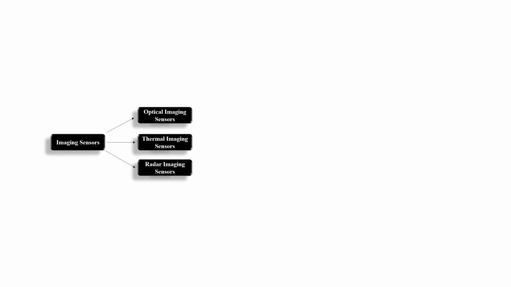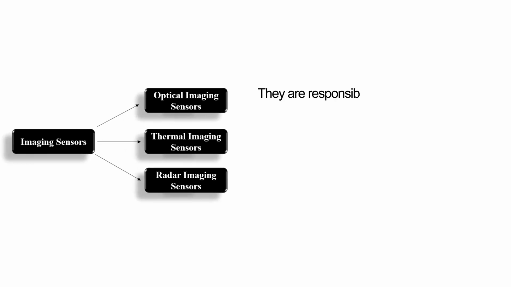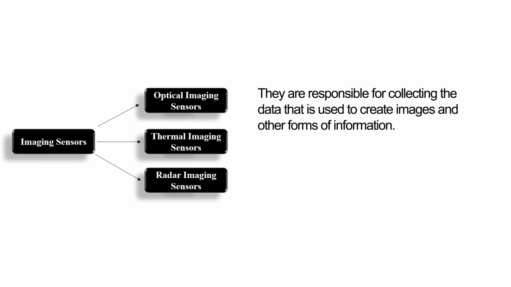Types of sensors. Sensors are the key component of remote sensing systems, as they are responsible for collecting the data that is used to create images and other forms of information. There are many different types of sensors used in remote sensing, each with their own unique characteristics and capabilities.